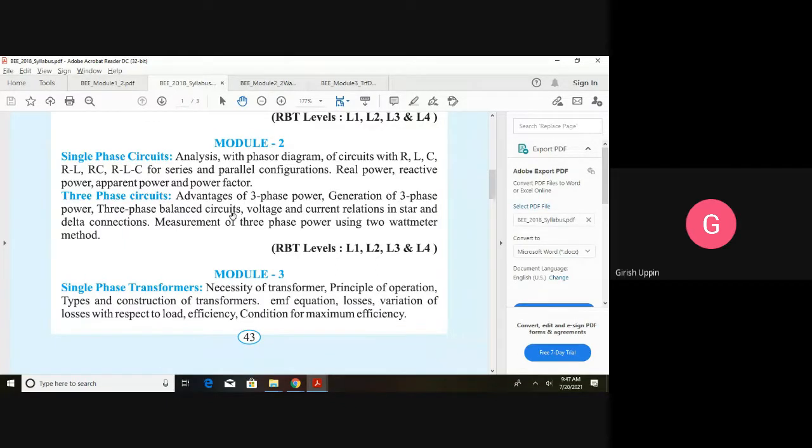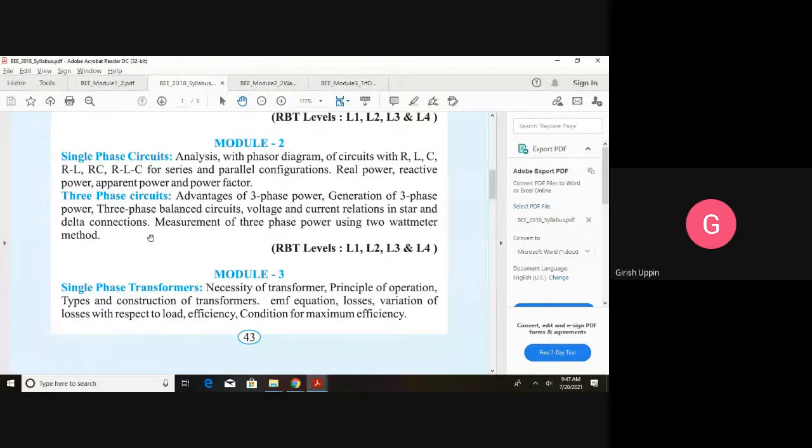We can convert three-phase into single-phase, and we will look into the generation of three-phase power, how the three-phase power is generated. Then three-phase balanced circuits. What are three-phase balanced circuits? We'll see voltage and current relations in star and delta connections.